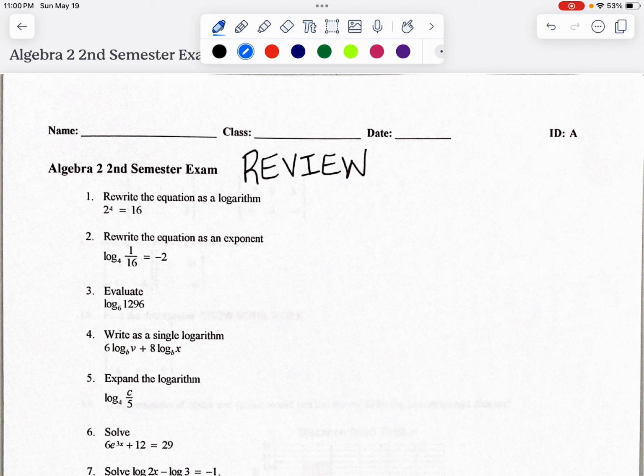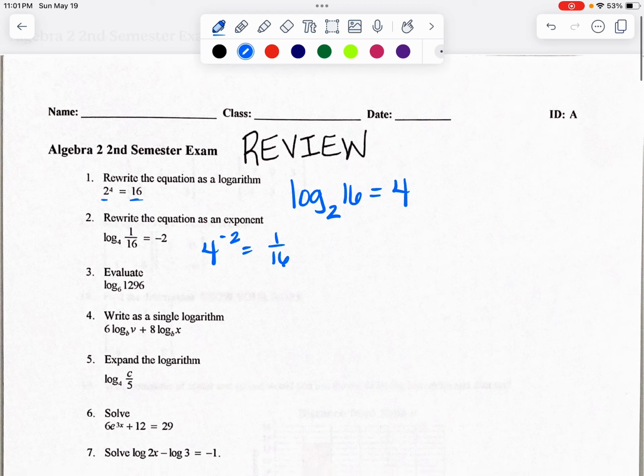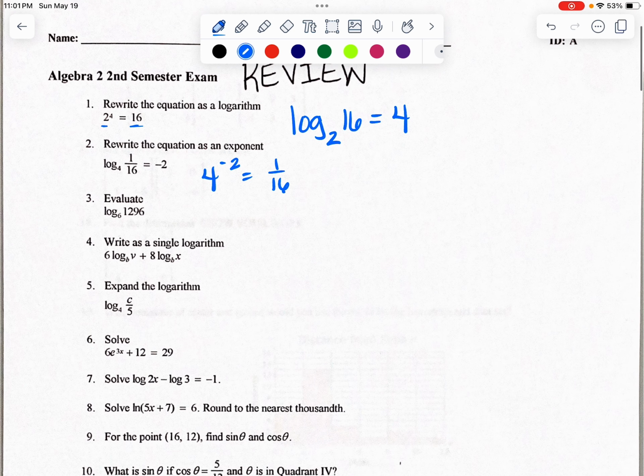So like in number 1, the base of the logarithm is always the same as the base of the exponent. What it's equal to goes behind the logarithm, and your actual power is what it's equal to. So number 2 is just that backwards, right? So the base of the logarithm to the -2 power is equal to 1/16. That's pretty easy.